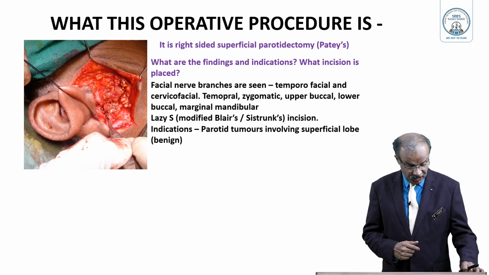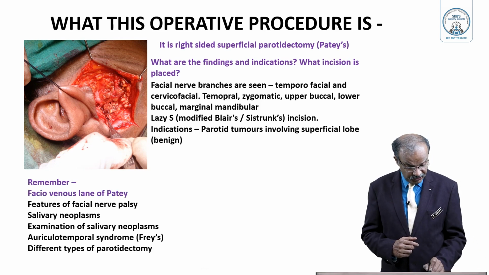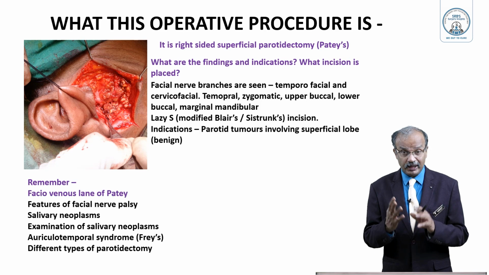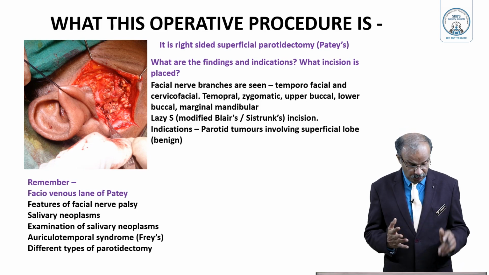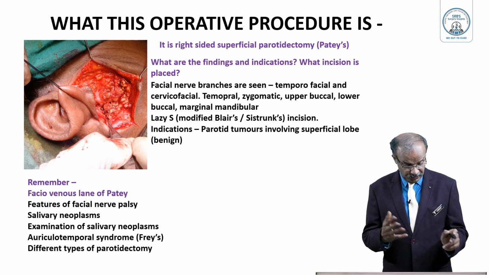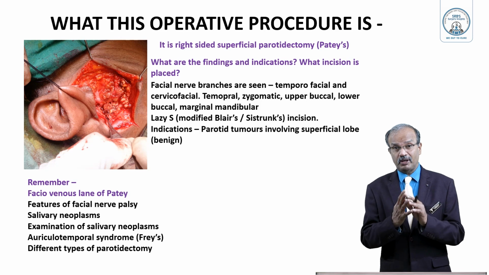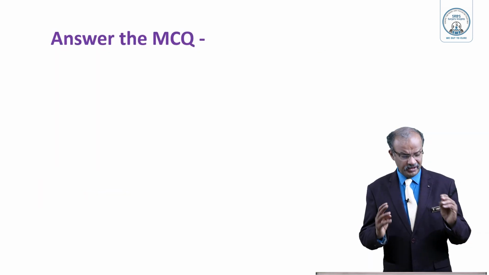So you should know the complications also. Remember all these things: features of facial nerve palsy, salivary neoplasms, auriculotemporal nerve syndrome, Frey syndrome, different types of parotidectomies. I am not going to detail that. Answer the MCQ.